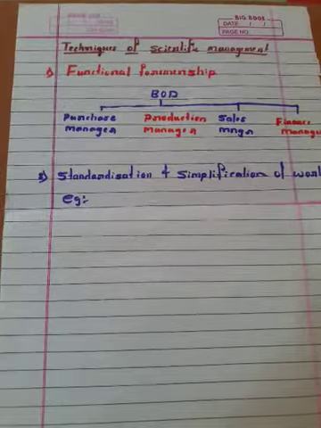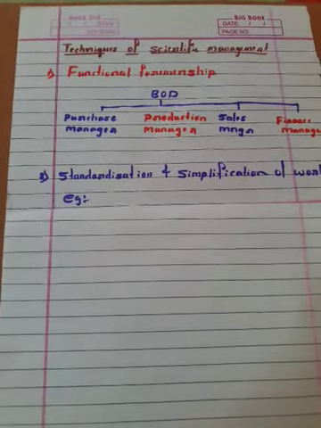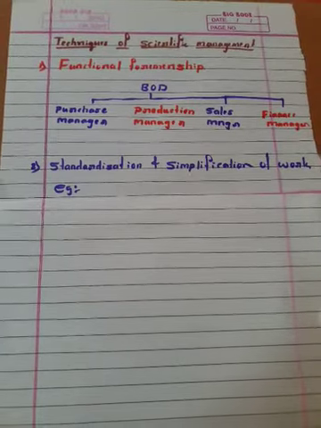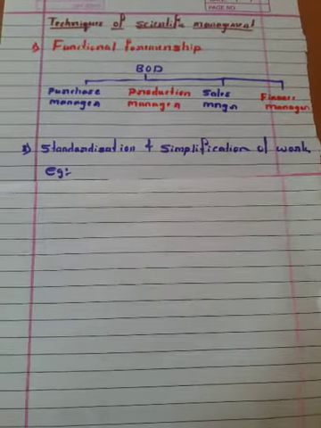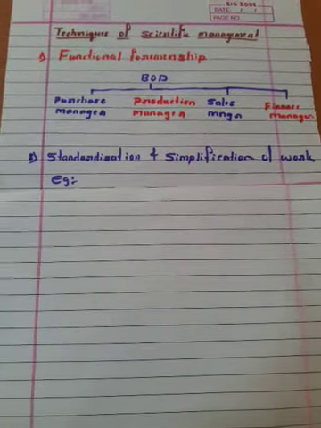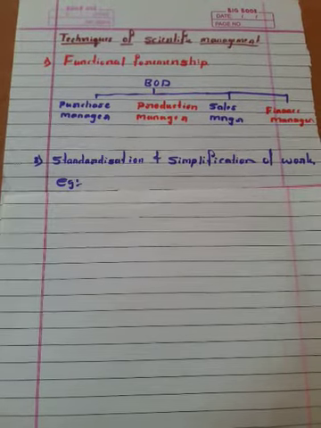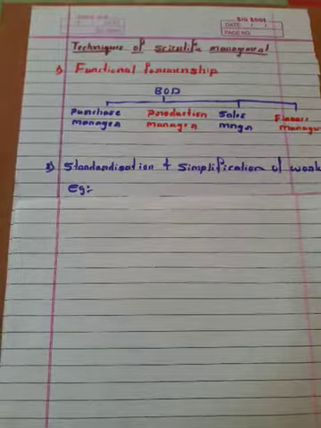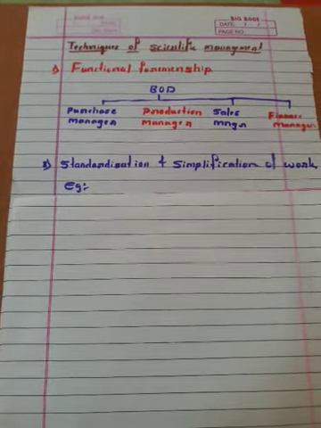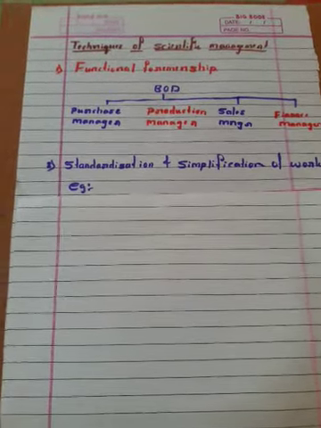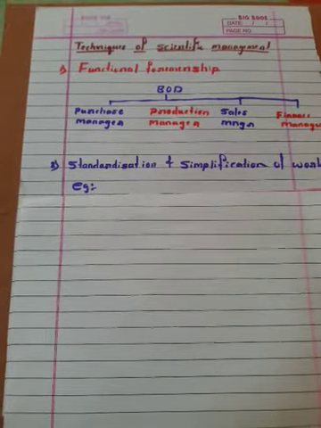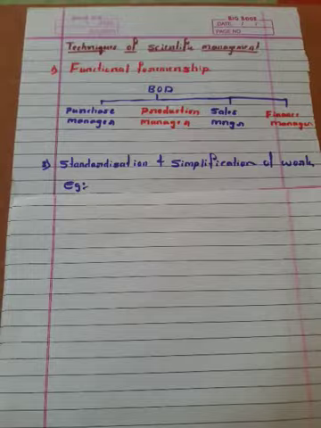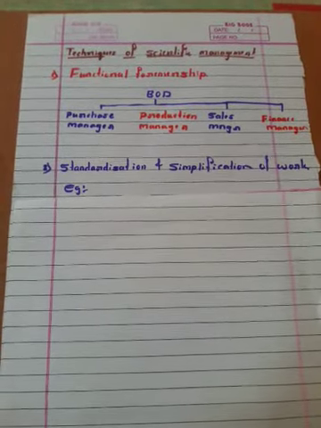The next, second important technique of scientific management is standardization and simplification of work. Standardization is nothing but setting some standards for each and every activity in the business organization. Obviously, prior to performing any work, it is necessary to set certain standards, and later attempts should be made in order to achieve that particular standard which is already predetermined.